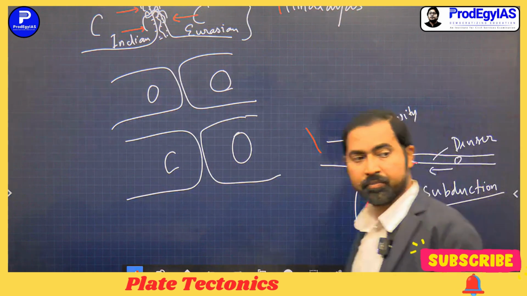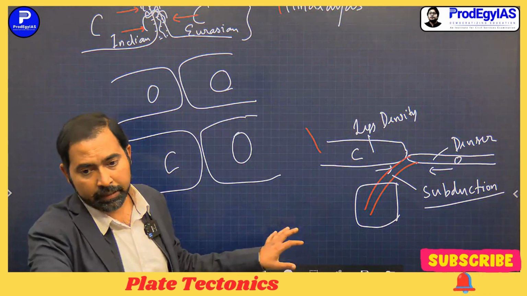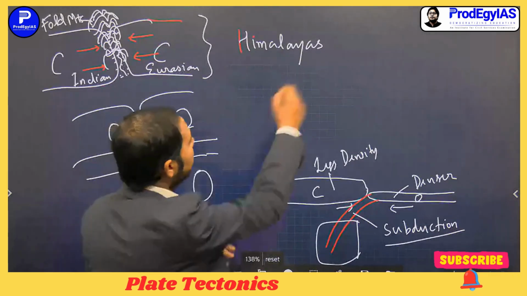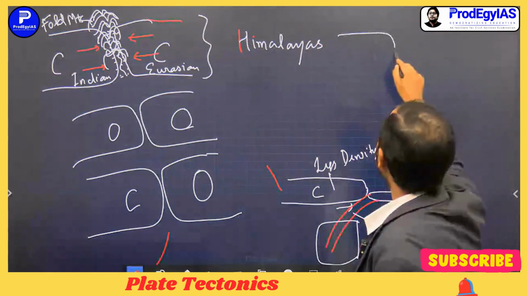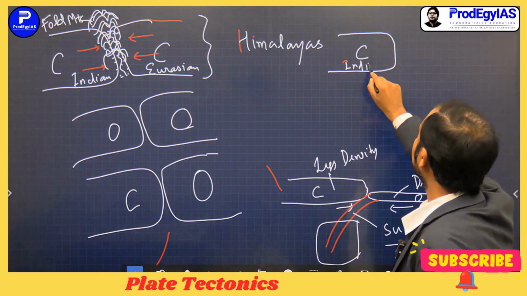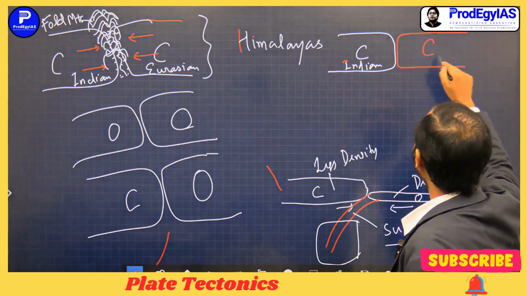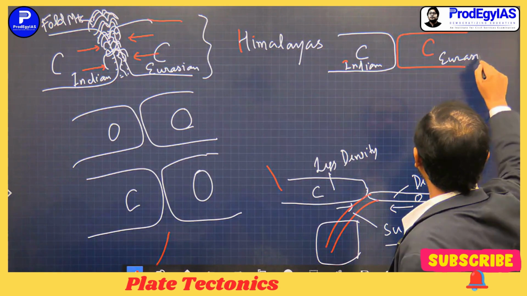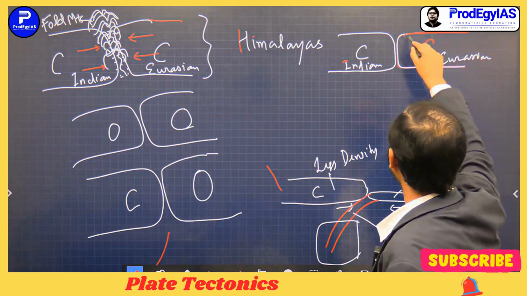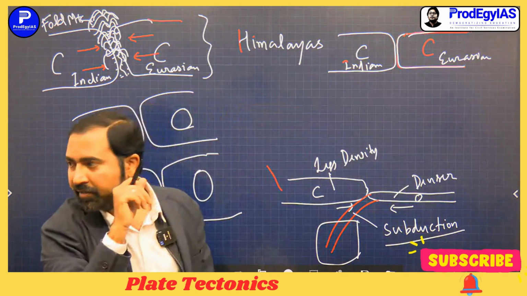But in the other case there is no chance of subduction. Like here, this is the Indian continent, and this is also a continent, the Eurasian continent. Can you explain the subduction mechanism here? Is there any chance of subduction here?